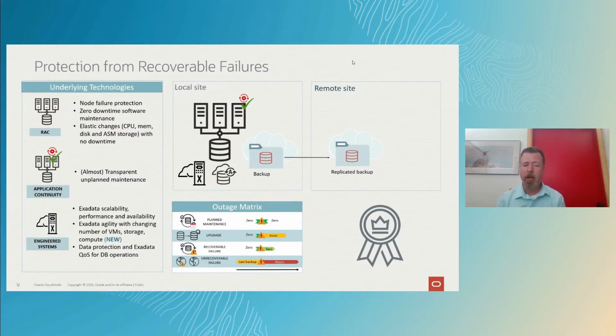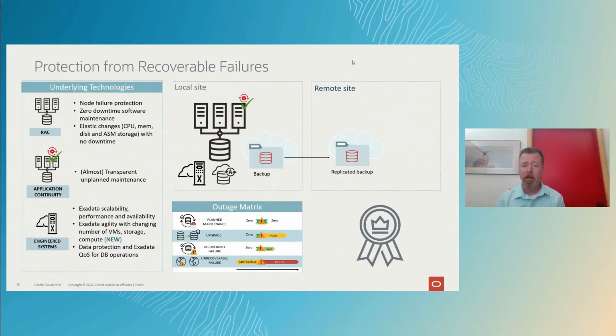And then if you're talking about ExaDB or you're talking about Autonomous, we have engineered systems. Exadata is sitting under the covers and all the benefits that you get there from a scalability standpoint, agility, data protection, all built into it. And we see this represented now in our outage matrix.